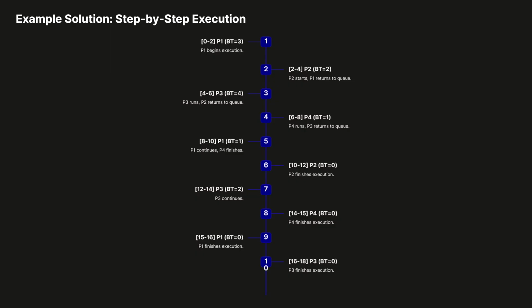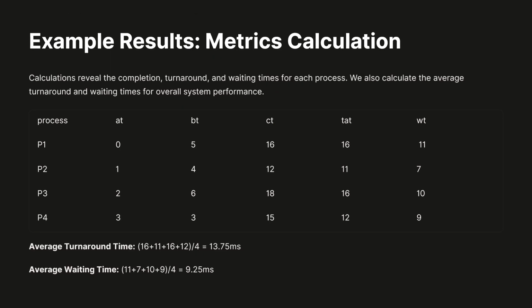And this is what I explained above, like how we have to solve it in the copy. This is just a structure of how we have completed this. As we can see, the arrival time of every process is given, and the burst time of every process is also given in the question. Now we will remember the completion time of every process, which is 16, 12, 18, and 15. So now we have to find the turnaround time and waiting time.